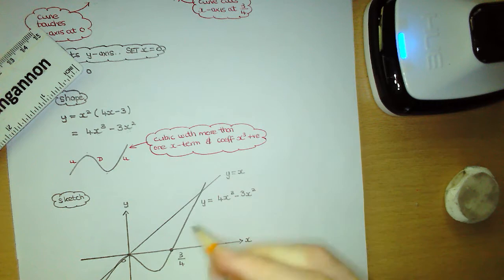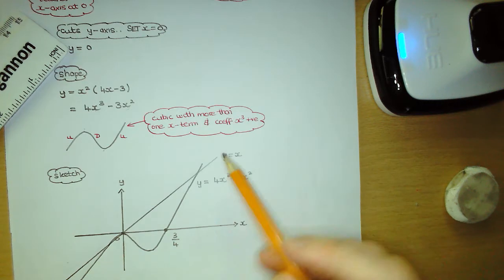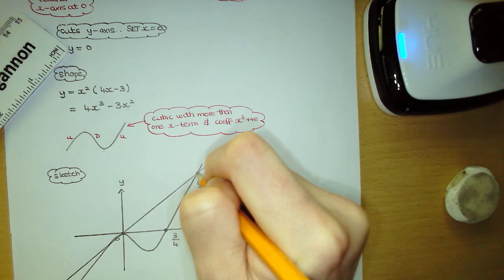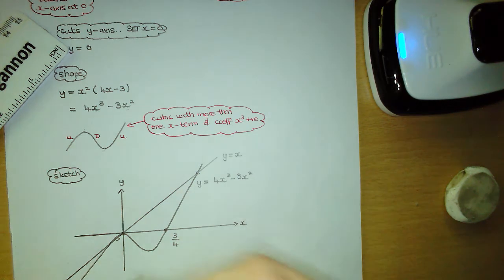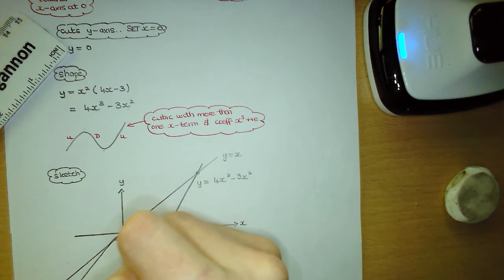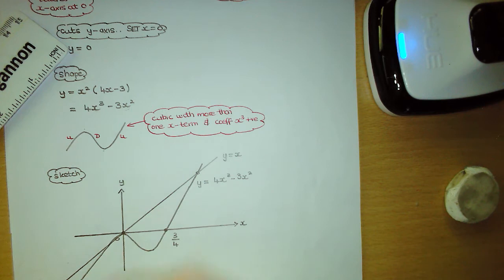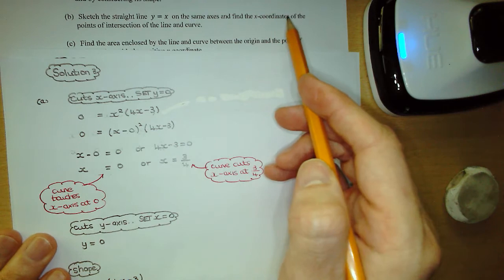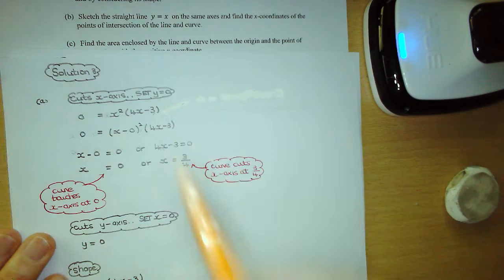Positive gradient, coefficient of x is positive. It's going to slope upwards, and clearly it's going to cut at one point there. It's going to cut at the origin. And there's going to be another point of intersection somewhere down here as well. So there appears to be 3 points of intersection there with the line and the curve. Now in part B it says find the x coordinates of the points of intersection of the line and curve.